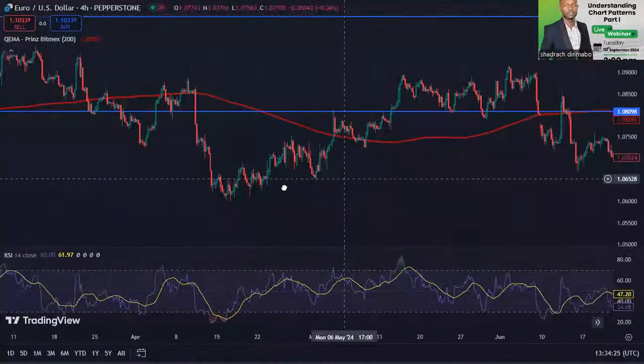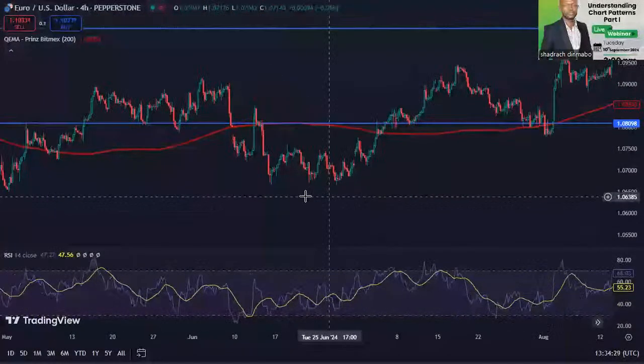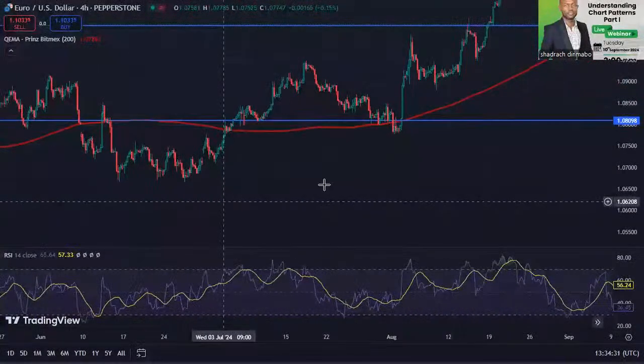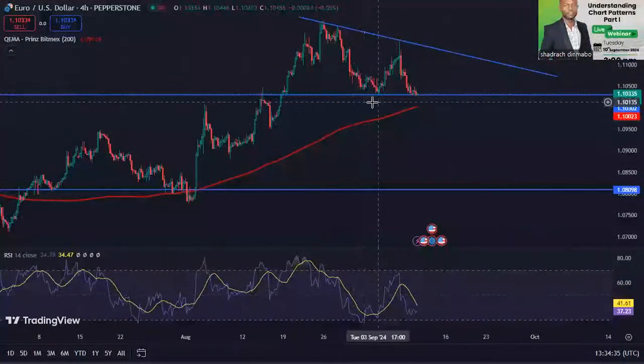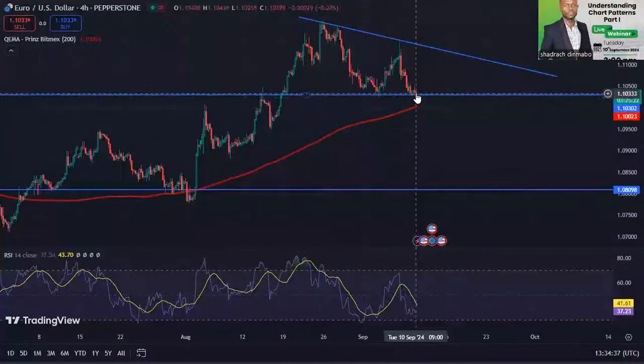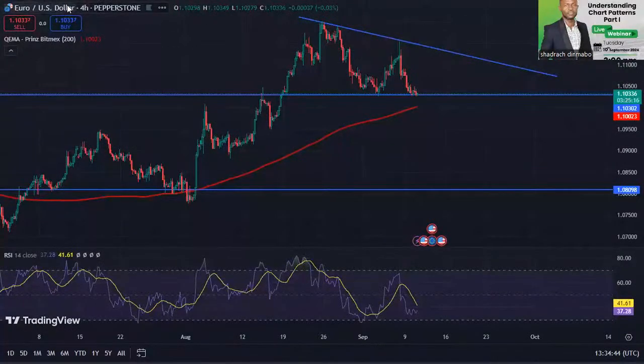Yeah, but it's not really giving me what I want. Okay, so let's just see. This is 4 hours, right? So you can check other time frames, but this is the current market. If it breaks it, and it's below the 200 moving average, I think we can have a nice trade.